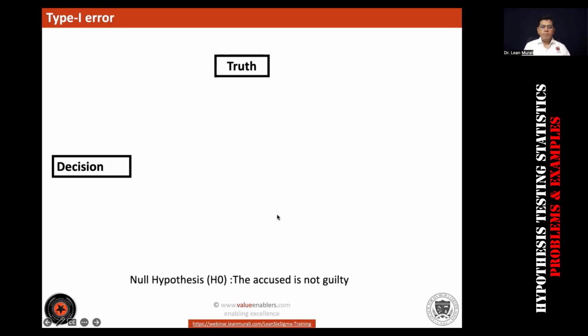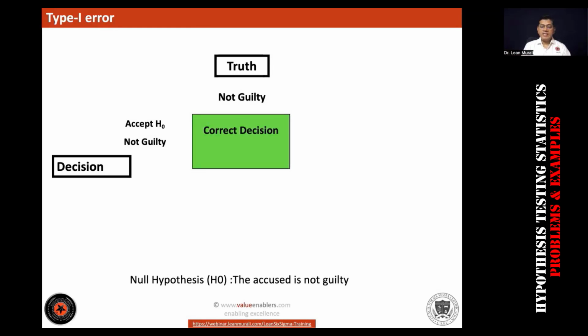Okay, so the null hypothesis is the accused is not guilty. The truth is he's not guilty, he is innocent. And the decision is, okay, he is not guilty. I accept that he is not guilty. If you accept that, that is the correct decision.